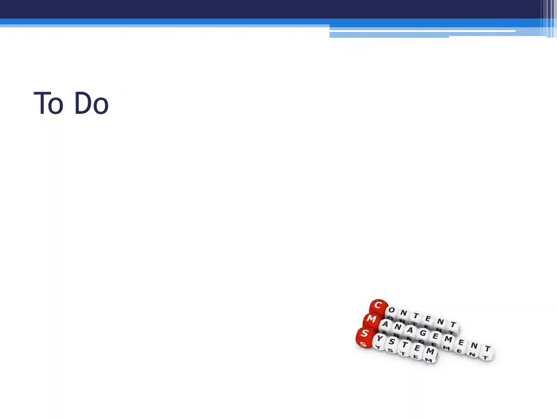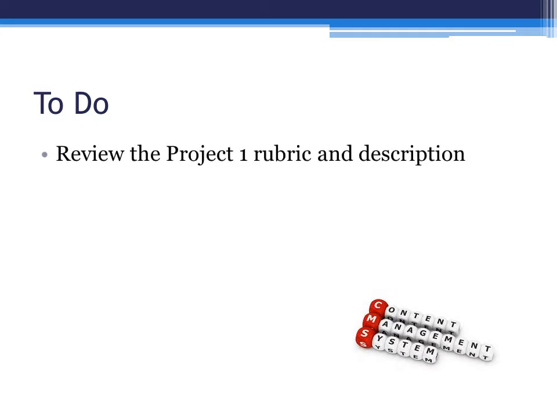So that's an overview of some of the features and description and benefits of a CMS. What you're going to do now is a couple of things before we meet face-to-face, and then some things in class. First thing I want you to do is review the Project 1 rubric and description. That's what we'll be starting in class. And that is the use of a CMS in particular with a differentiated unit. So take a look at that and review it so you're prepared to discuss it and work on it in class.